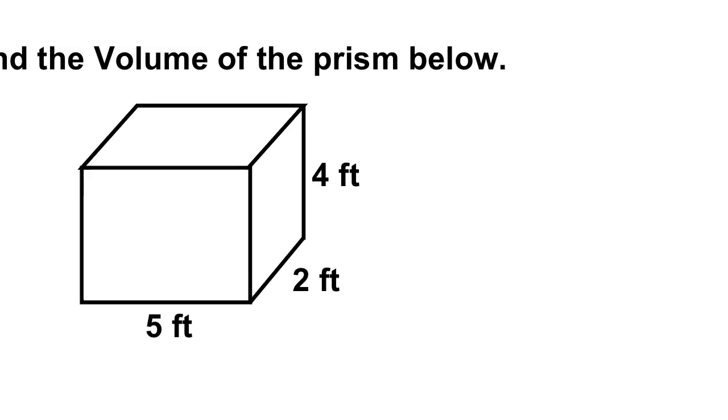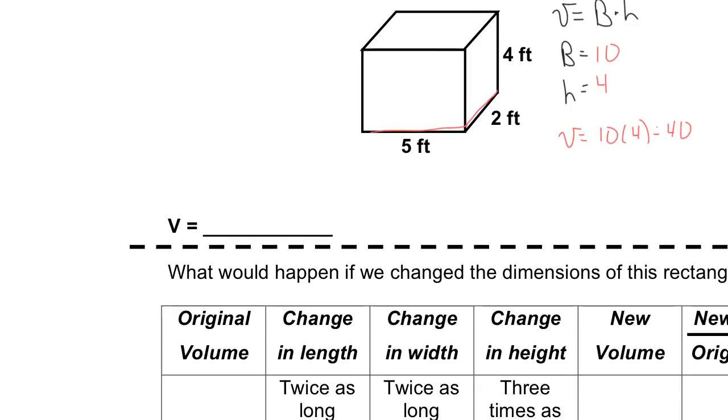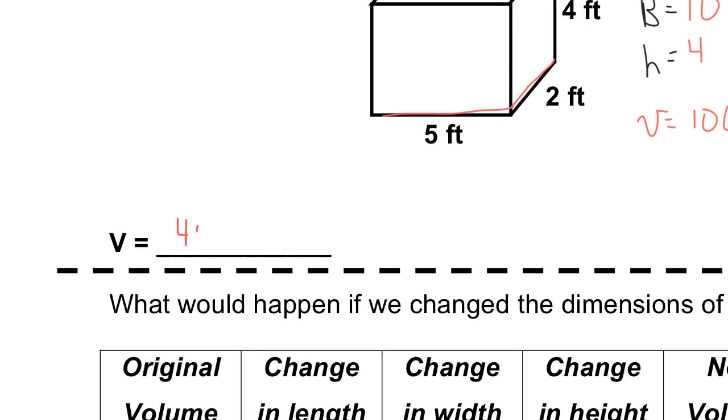I'm going to start off with volume equals area of the base times height, just because that's what we've been using. Now, if I find big B, that's the area of the base. It looks like the base has a length of 2, a width of 5, so big B would be 10. Then I want to find the height of the prism, which looks like it's 4. So volume is 10 times 4, which is 40. So I'm going to go ahead and come down here and write 40 feet squared, or cubed, I'm sorry.